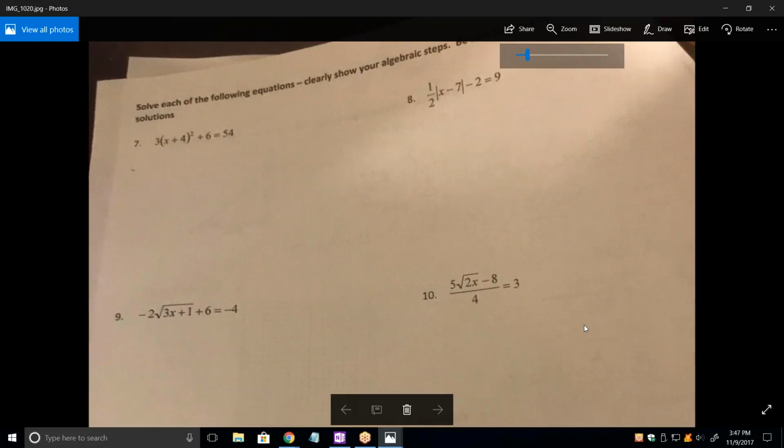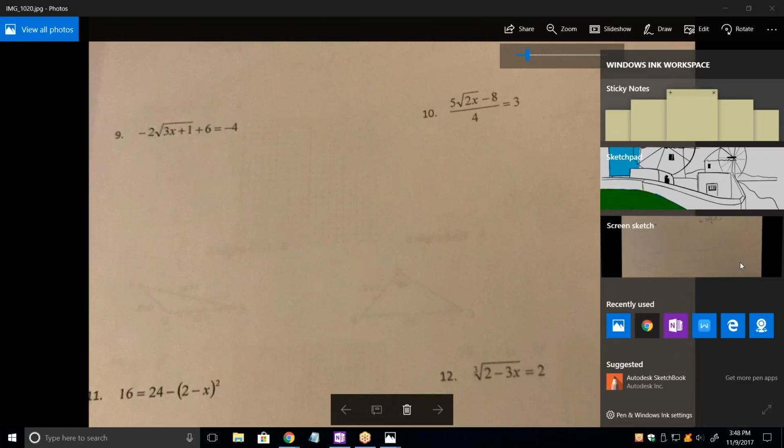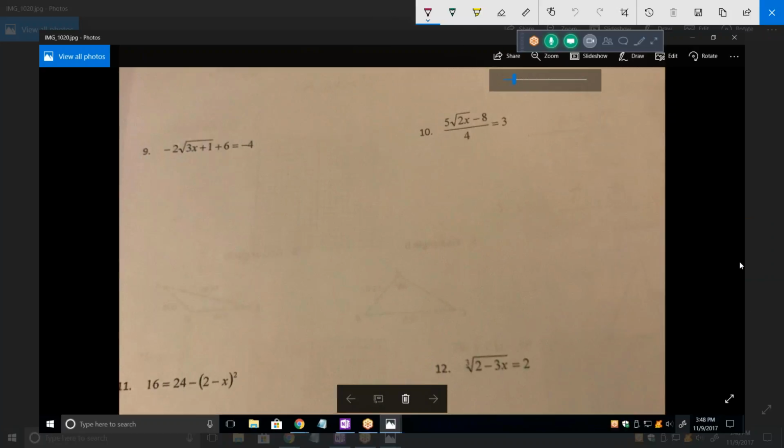Now, maybe they just didn't give you any problems where they both don't work, but I'll bet in one of these, they both don't work. All right. Again, when you have a problem like this, I want to isolate that radical, because once I isolate that, then I can square both sides and get rid of the radical sign. But I can't get rid of the radical sign until I isolate it.